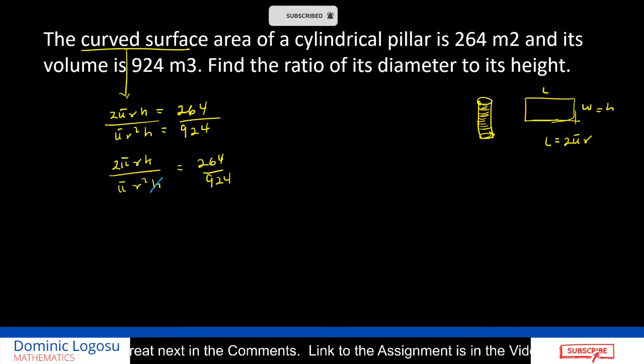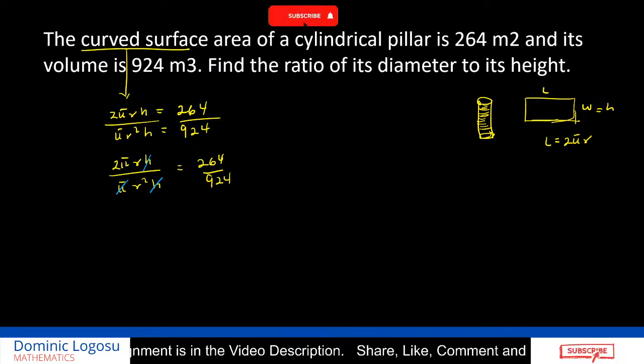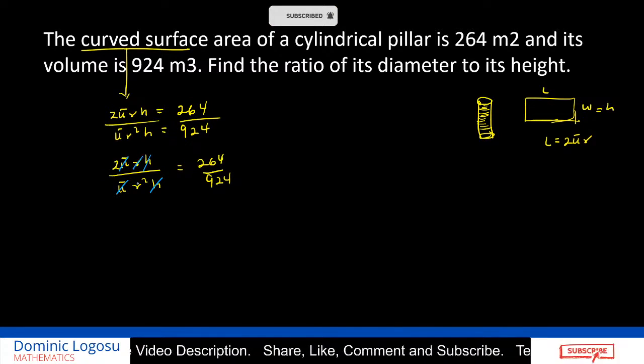So this h will cancel this h. The goal is that they said radius, diameter. So when we find the radius, we'll be able to find the diameter. Then we can use that to find the height, and once we find the height, we can do the ratio for them. That is the point. The pi can go away. We have one r here and another r here, so when we take one of the r's, it will be left with 1.